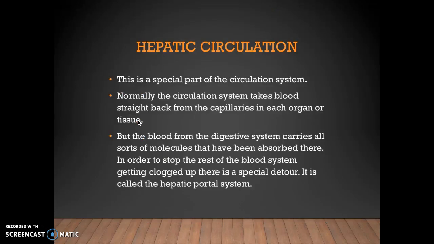So, the hepatic circulation. It's a special part of the circulatory system. Normally, the circulatory system takes blood straight back from the capillaries in each organ or tissue. The blood from the digestive system carries all sorts of molecules that have been absorbed there. We're going to talk about what the digestive system is in like 2 weeks after we do our quiz. In order to stop the rest of the blood system getting clogged up, there's a special detour. This is called the hepatic portal system.